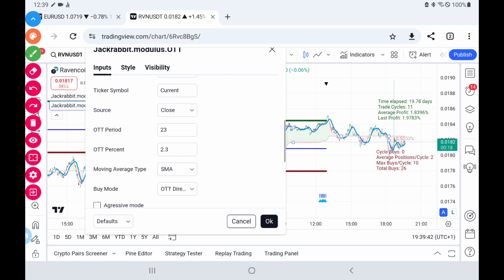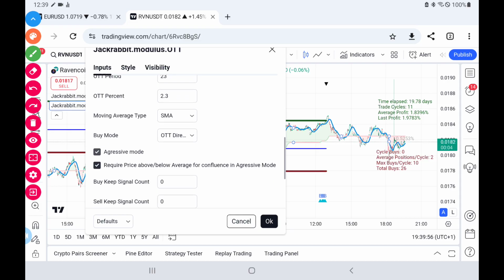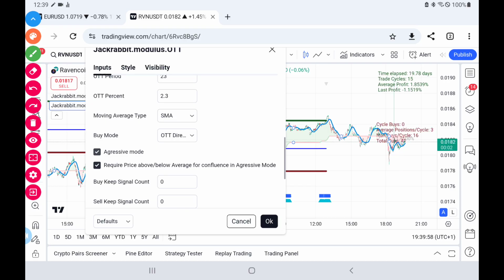There are a myriad of moving averages that you can switch to either increase or decrease the aggressiveness, and it does have a direct aggressive mode that you can highlight, and it will show you even more aggressive trading patterns. And still, a maximum of 16 positions for this time cycle is incredible.